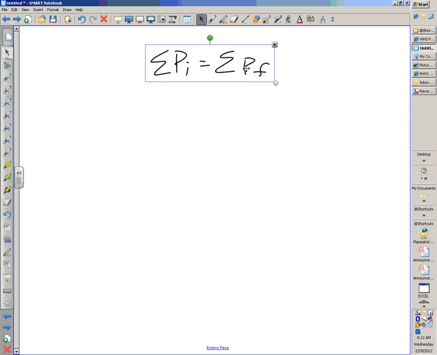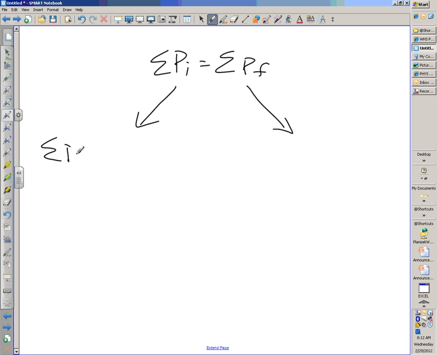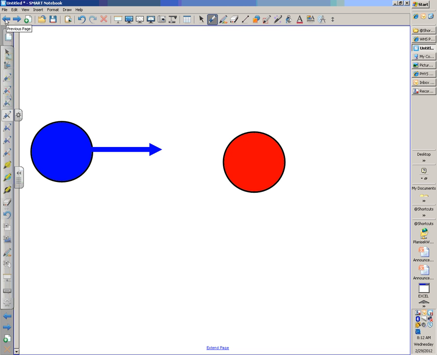But, like we discussed yesterday, when we move this into 2 dimensions, we have to look at 2 conditions. We have to have momentum conserved along the x-axis, and then we also have to have momentum conserved along the y-axis. Are we good there? All right. So here's our initial condition. Right?